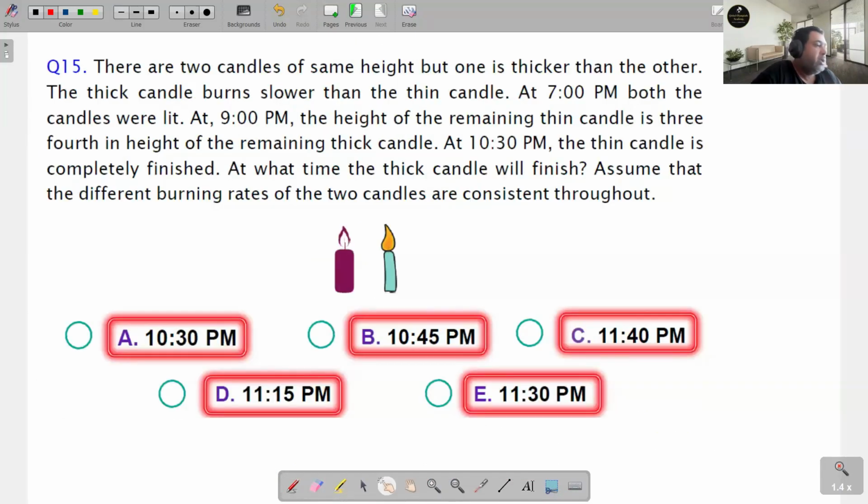Question 15. There are two candles of the same height, but one is thicker than the other. The thick candle burns slower than the thin candle. Of course, because it has got a larger cross section, it has more wax, correct? Because if the heights are the same, then the candles, which are typically cylindrical in shape, will take longer.